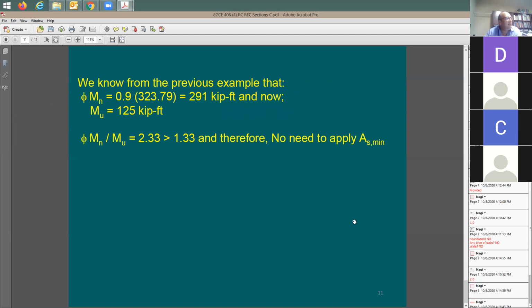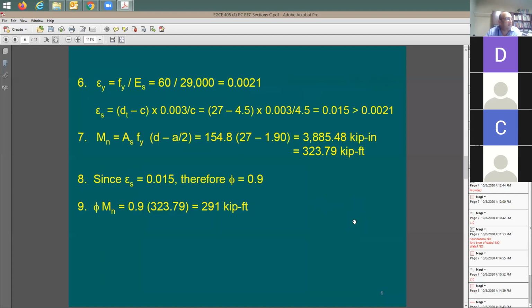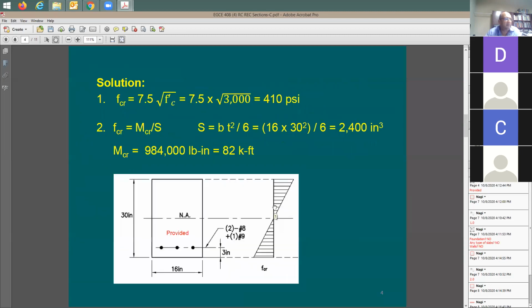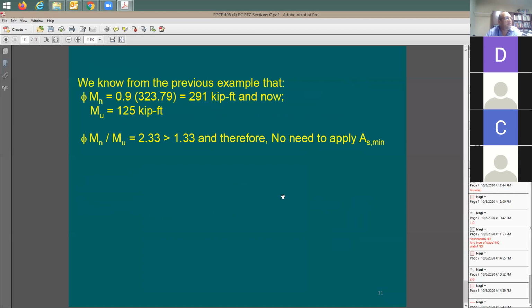The slide here, number 11, the last one. Let me go back. Original problem, the slide said here is phi M sub n. It says phi M sub n is 291 kip-feet, right? You guys follow me? 291 is the capacity of this section, this problem here. So what's happening here? Your demand is 125. What is the ratio between the provided to the required, in your opinion? You can say the ratio could be like 291 divided by 125. This is going to be here capacity to demand ratio, right? It's going to be 2.33.